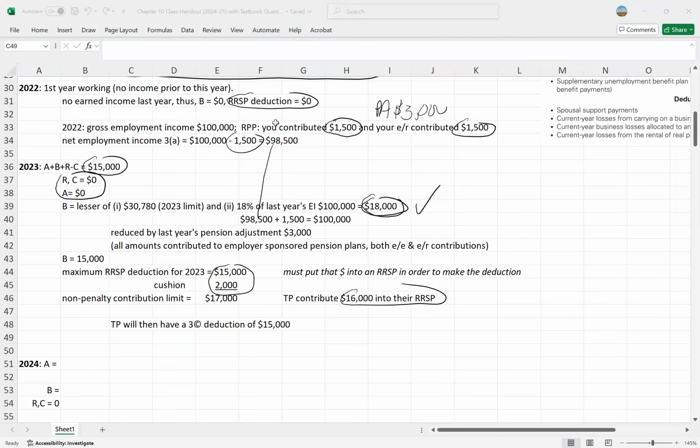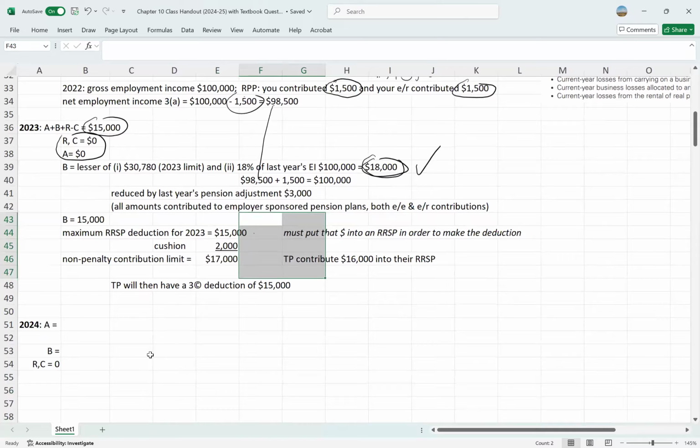So the $2,000 cushion is not deductible. Just to get to Hayden's question, the maximum you can deduct is 15,000. So once again, even though this taxpayer contributed 16,000, the maximum they can deduct is only 15,000. That's the maximum. They cannot deduct any more. So if they put 17,000 in, they can still only deduct 15,000, but they can put in an extra 2,000 without getting penalized. So then let's talk about what happens next year.